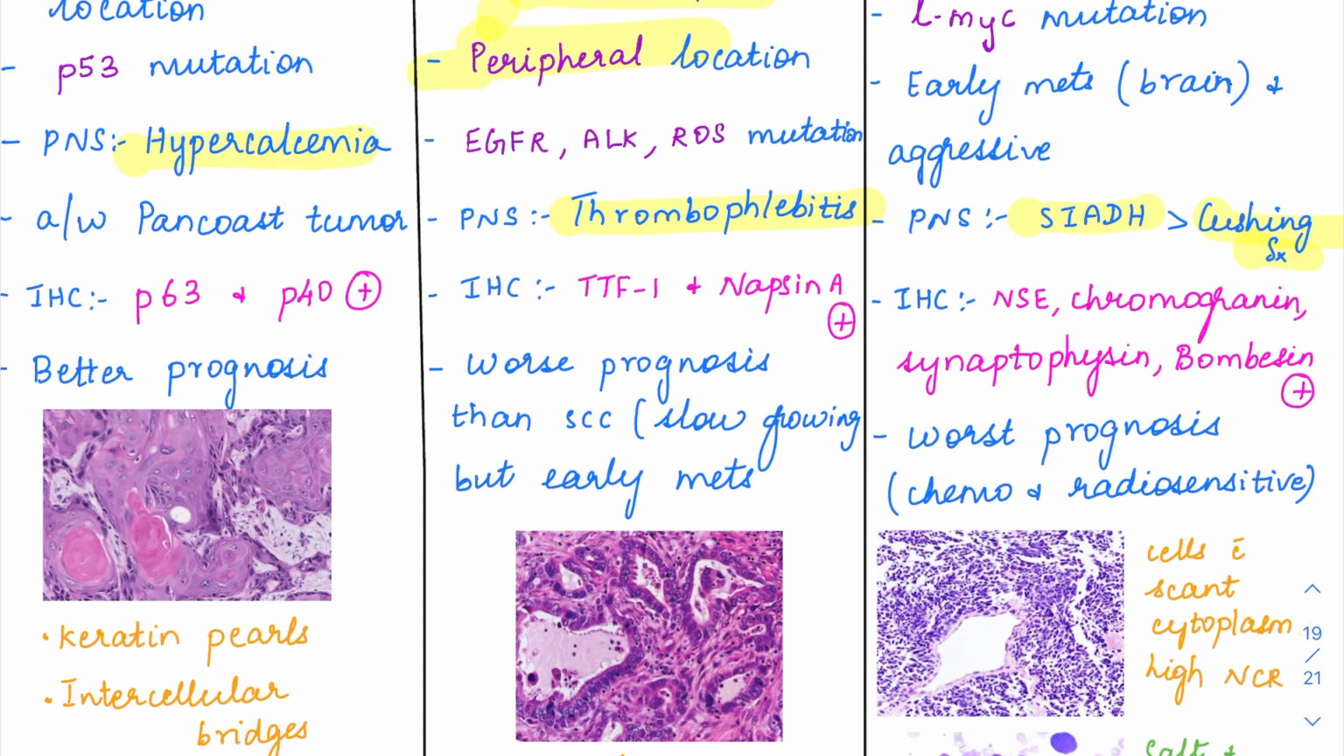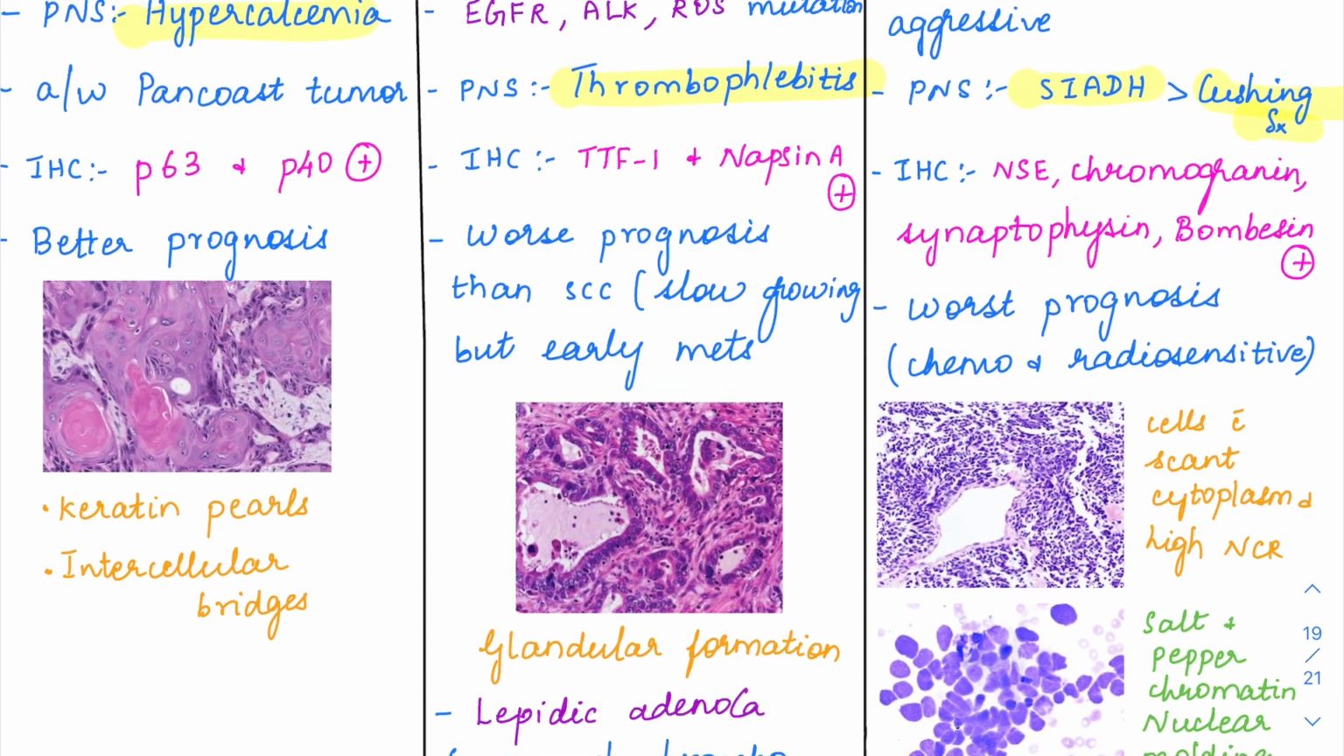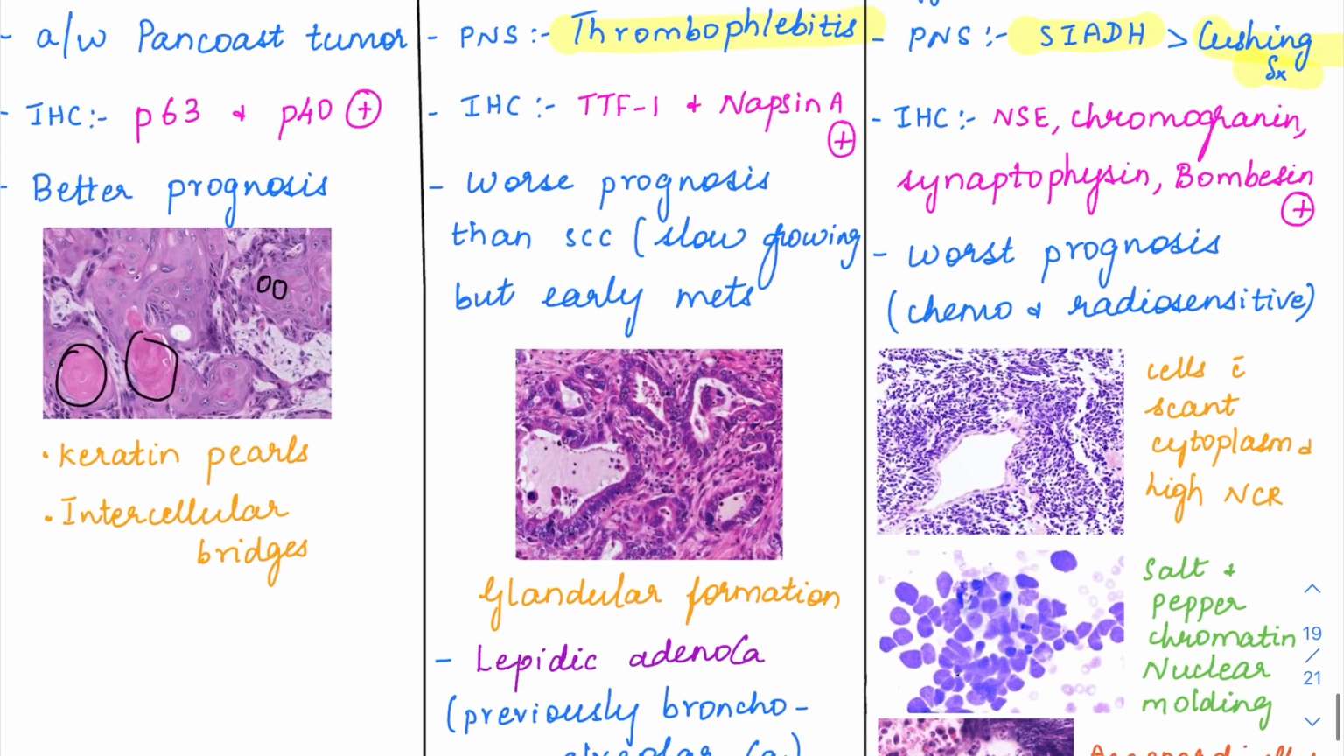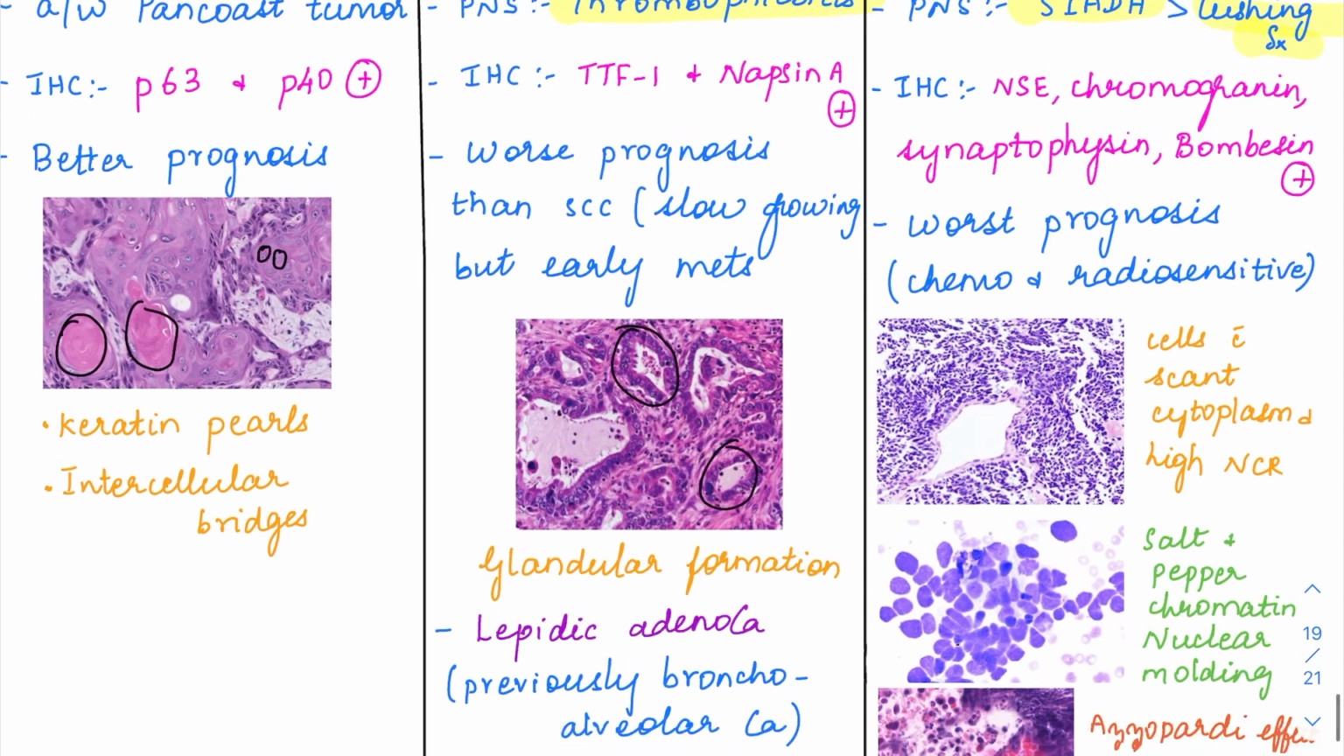How do you define these tumors microscopically? Any squamous cell carcinoma is going to have squamous islands. These squamous cells are polygonal cells with prominent nucleoli, and they form keratin pearls. Keratin pearls are seen in squamous cell carcinoma. In adenocarcinoma, adeno means glandular formation, so we are going to have formation of glands infiltrating into the stroma, and these are all dysplastic glands.